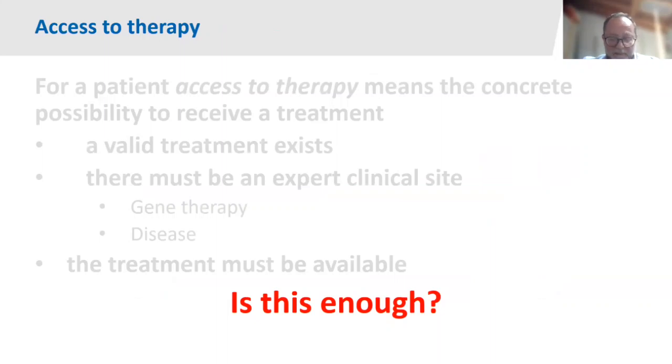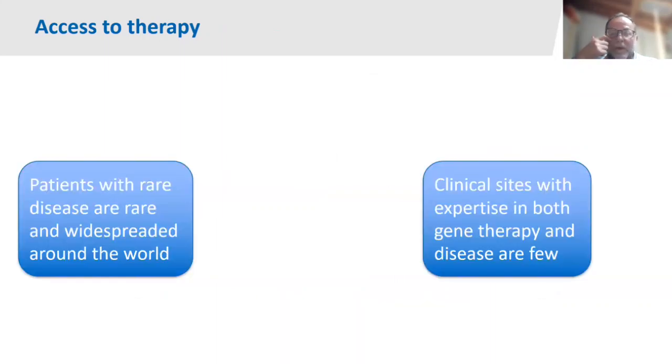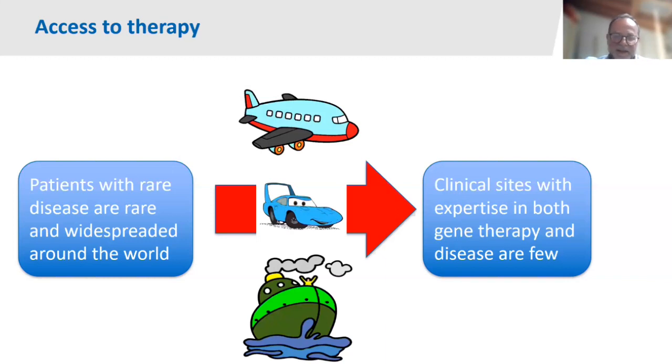But is this enough? This is the question. We said that patients with a rare disease are rare and widespread around the world, are rare by definition, okay? And we have also said that clinical sites with this expertise for an advanced therapy and a rare disease are quite rare as well. So the consequence of that is that the patient has to travel to the clinical site. It's no more that the drug goes to the patient, but it's the patient that goes where the treatment is and where there is the clinical site where the treatment can be administered.